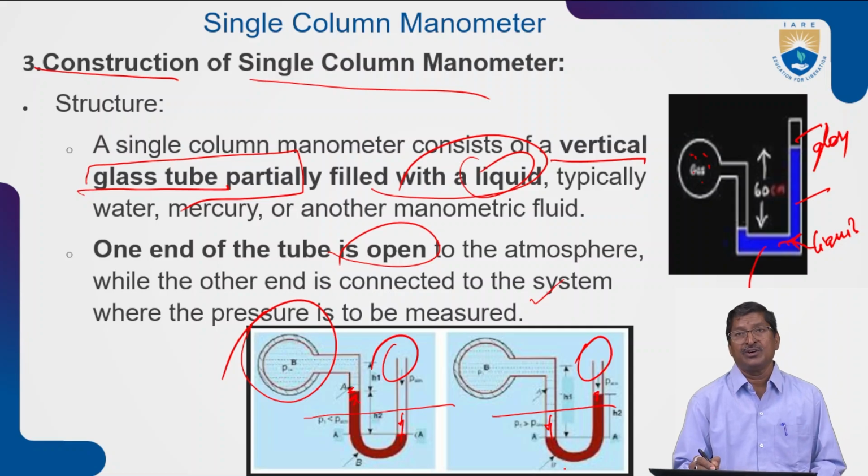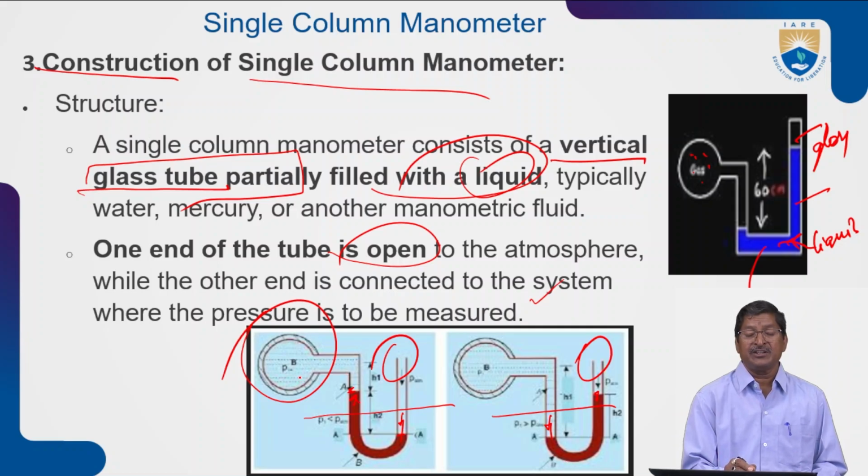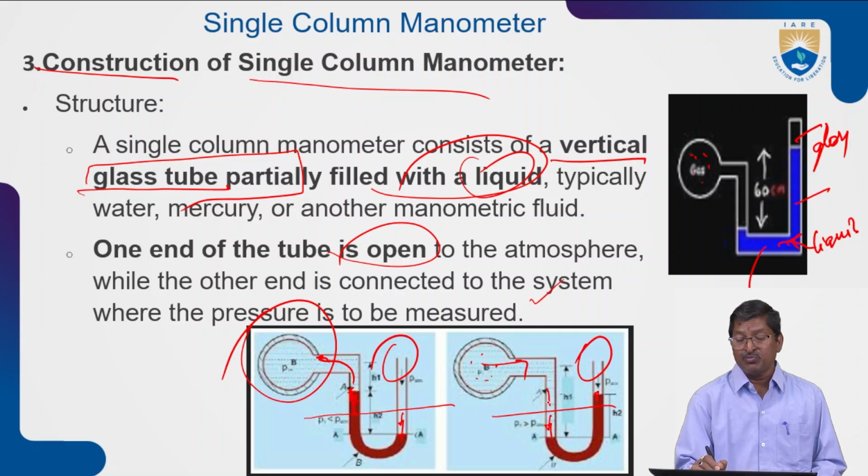Sometimes rising, sometimes falling. If the pressure inside the pipe is lower than the atmospheric pressure, that means vacuum pressure, what will happen? It will suck, and that's why the liquid will go up. If the fluid pressure inside the pipe is more, it pushes the liquid so that it goes down in the left limb and goes up into the right limb. So these two figures show one with vacuum pressure, less than atmospheric pressure, and another with higher pressure, more than atmospheric pressure.